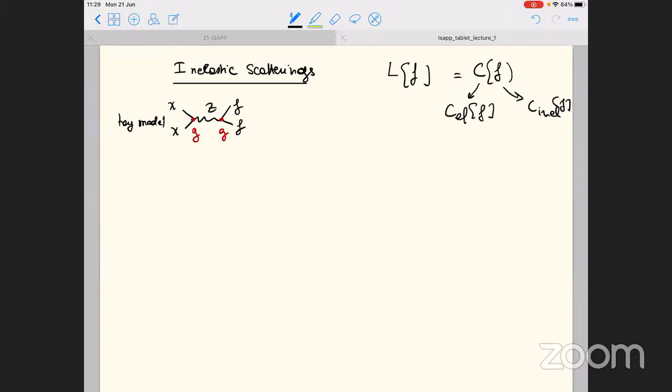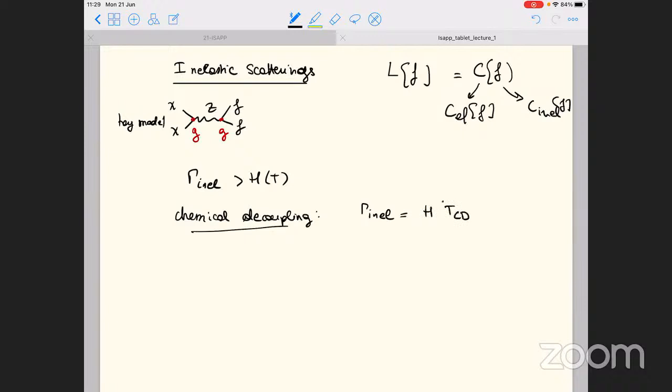I'm going to be allowed to assume that my particles are in chemical equilibrium with the standard model plasma from the moment that the rate of inelastic interaction is larger than the expansion rate of the universe at a given temperature. So to know when I have chemical decoupling, I'm going to look at the moment where I saturate this inequality: gamma inelastic equal H at the time of chemical decoupling.